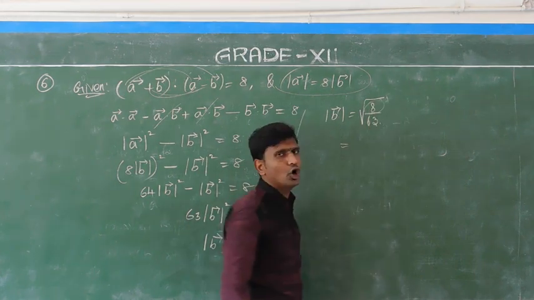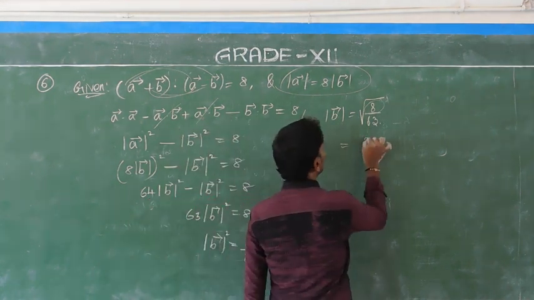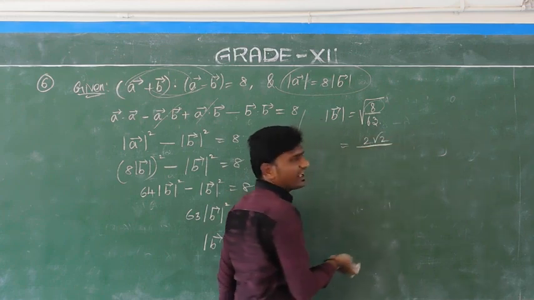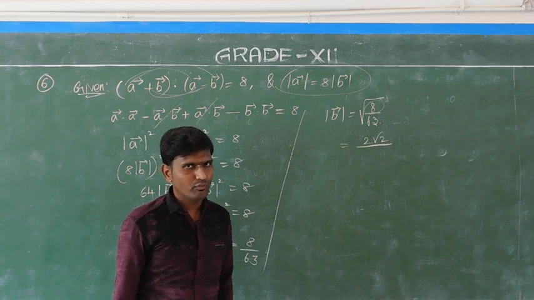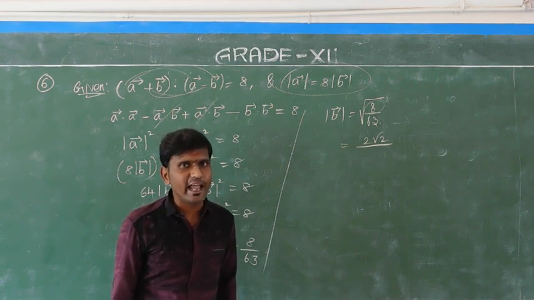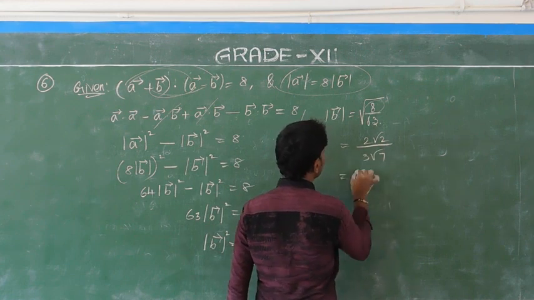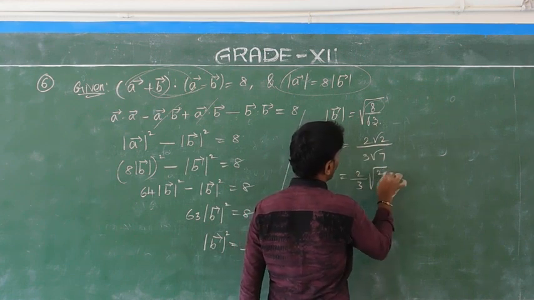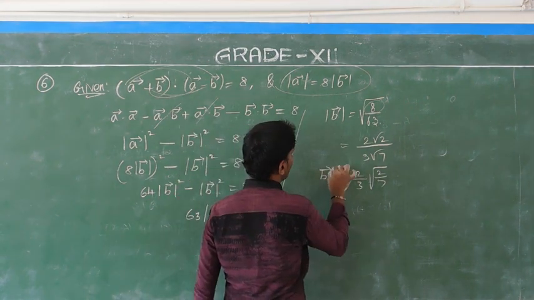How to write 8? 4 twos are 8. So taking the square root outside, it will come 2 root 2 whole divided by 63. How to take 63? 9 sevens are 63, and 9 is the square of 3. So 3 root 7, which equals 2 by 3 root 2 by 7. Okay, so this is your modulus of b vector.